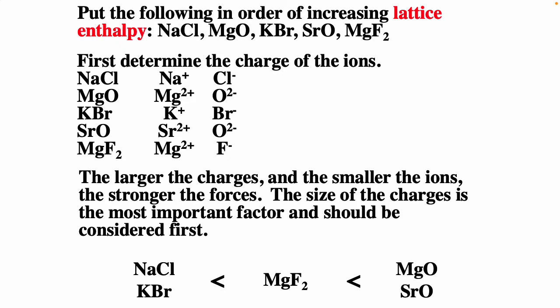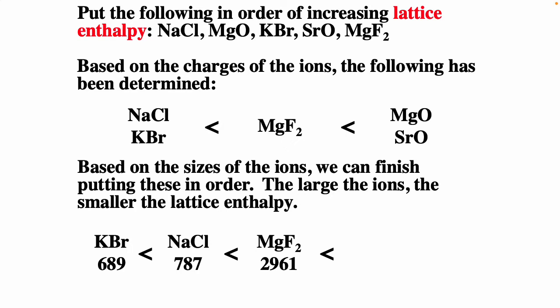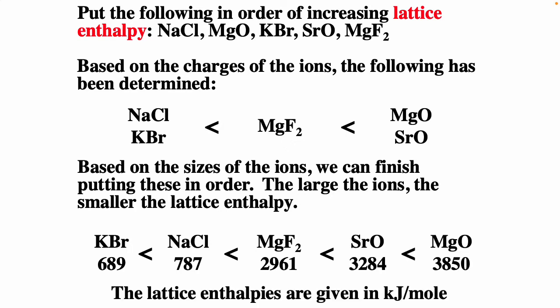Now we have to think about, okay, what about the size? Well, magnesium is smaller than strontium, and so magnesium oxide should have a higher lattice enthalpy and higher melting point than strontium oxide. KBr is bigger than sodium chloride, and so it's going to have a weaker lattice enthalpy and a lower melting point. So first we put them in order of absolute charge. Second, we put them in order of size: smaller ions, closer ions, stronger interaction.